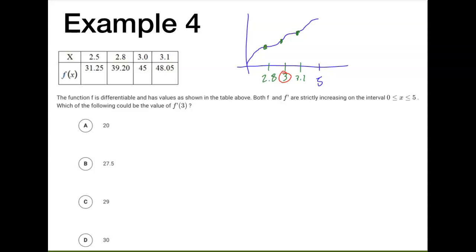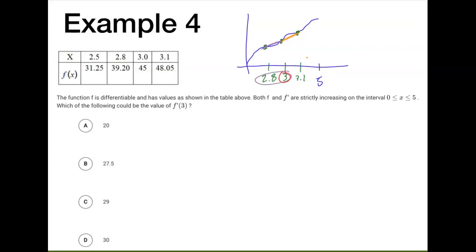So then there may be two options. We could find the slope between 2.8 and 3, so that one, or we could find the slope between 3 and 3.1, which is that one, right? So which one do we want to do? The best thing to do is actually use both pieces of information. So find both those slopes, and then we'll take the average of those two slopes as our estimate. Does that make sense?